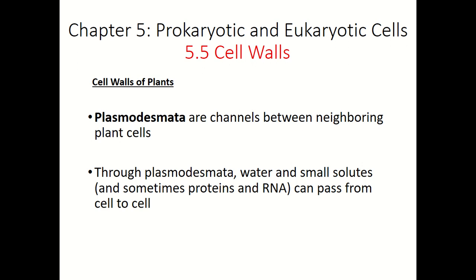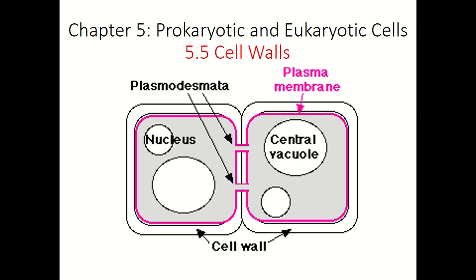So for intercellular joining of plant cells, it involves plasmodesmata, which are channels between neighboring plant cells. Through the channels of the plasmodesmata, water and water solutes, sometimes protein and RNA, can pass from one cell to the next cell. As you can see here, the plasmodesmata connect the cytoplasm of the two adjacent cells.